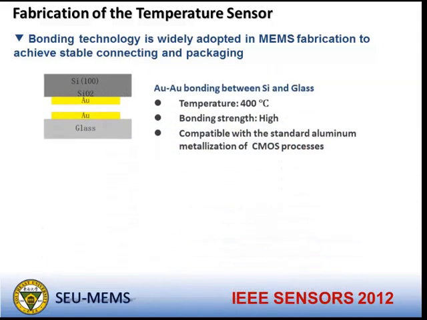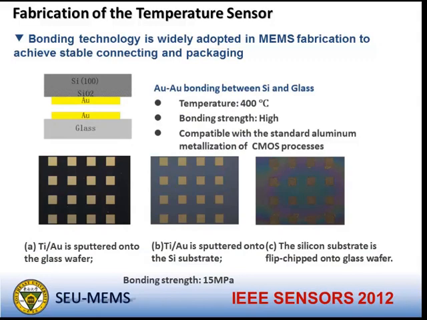So we use the gold-gold bonding technology to achieve the electrode interconnection and the vapor packaging. This is the bonding stress test structure. First, the gold is sputtered on the glass wafer, and the gold is sputtered on the silicon substrate. After that, the glass chip was flipped on the silicon wafer. After the bonding stress test, the shear strength is more than 50 megapascals.